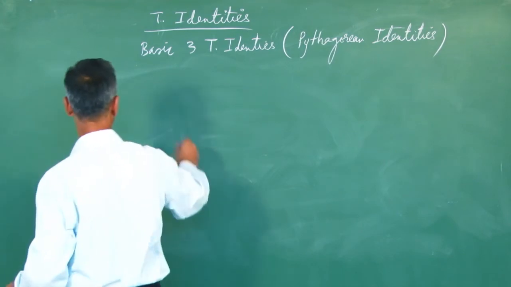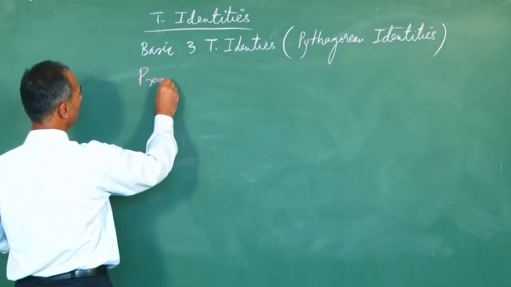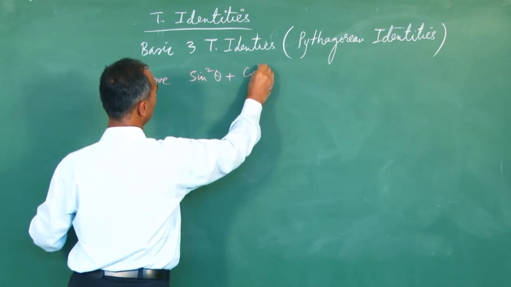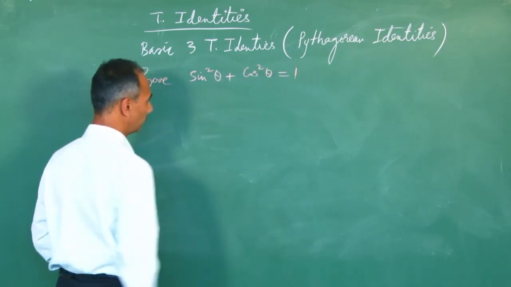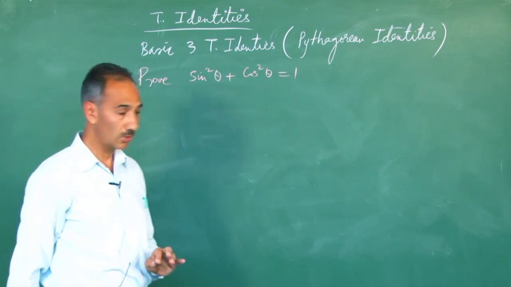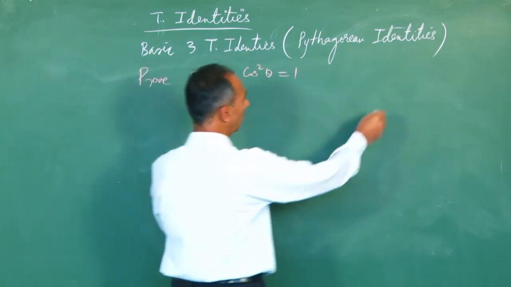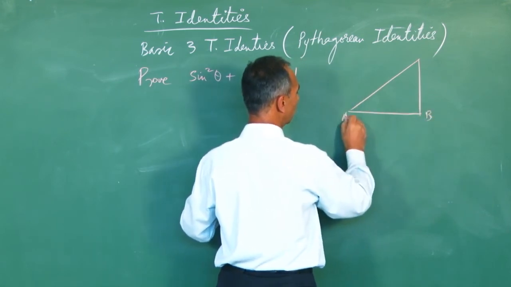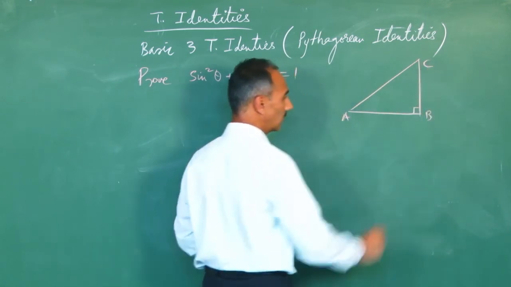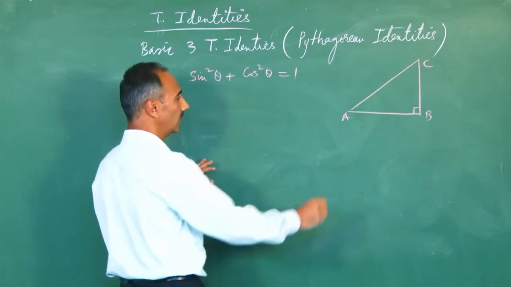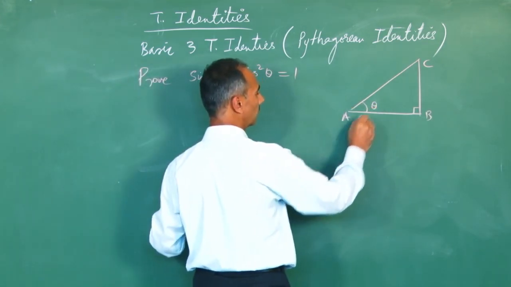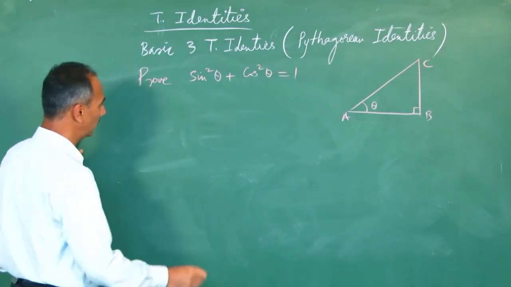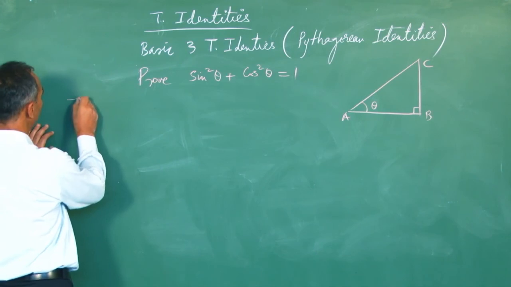So I'm asked to prove sine square theta plus cos square theta is equal to 1. Okay. So what we'll do, we'll take a right angle triangle ABC. This is a right angle at B. Let me take this angle as theta. And in this right angle triangle, I will apply the Pythagorean theorem. So my solution is like this.